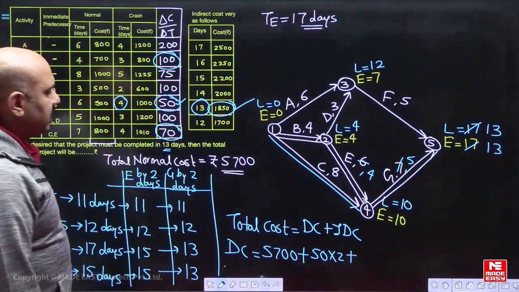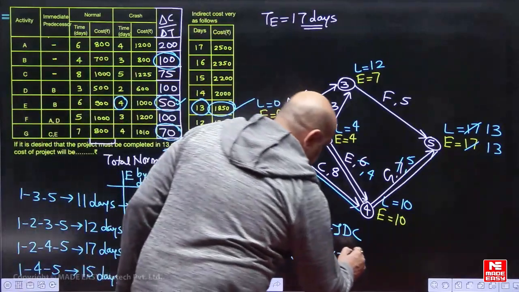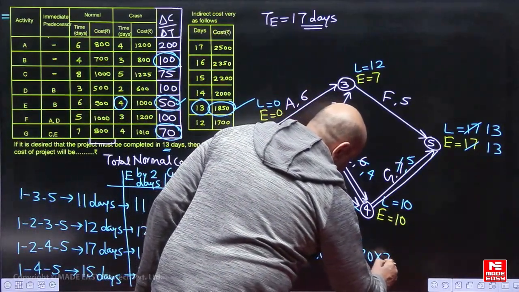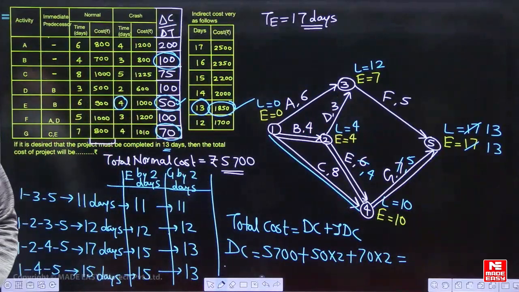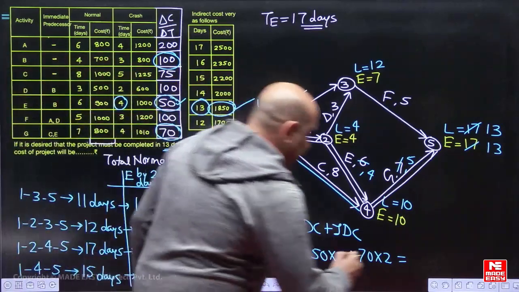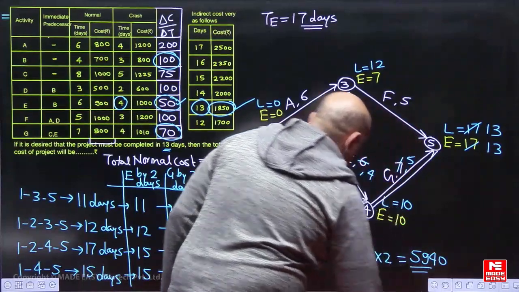फिर अपन ने G को क्रैश किया 2 दिन से. क्रैश एक दिन से करने के 70 थे और अपन ने 2 दिन से क्रैश कर दिया तो 70 into 2, ये भी बढ़ गई. तो how much increase will be there? 5940. Now that will be the direct cost.